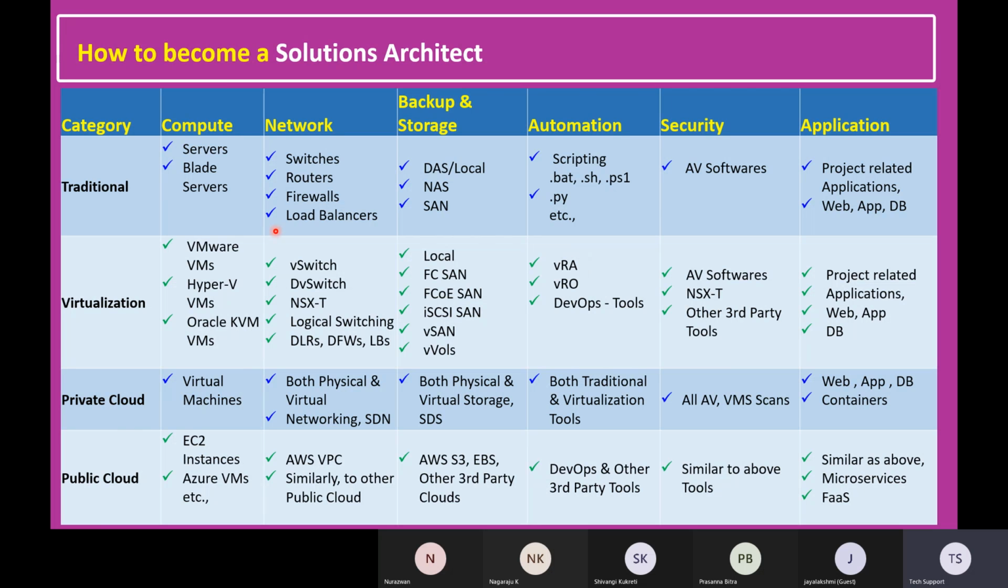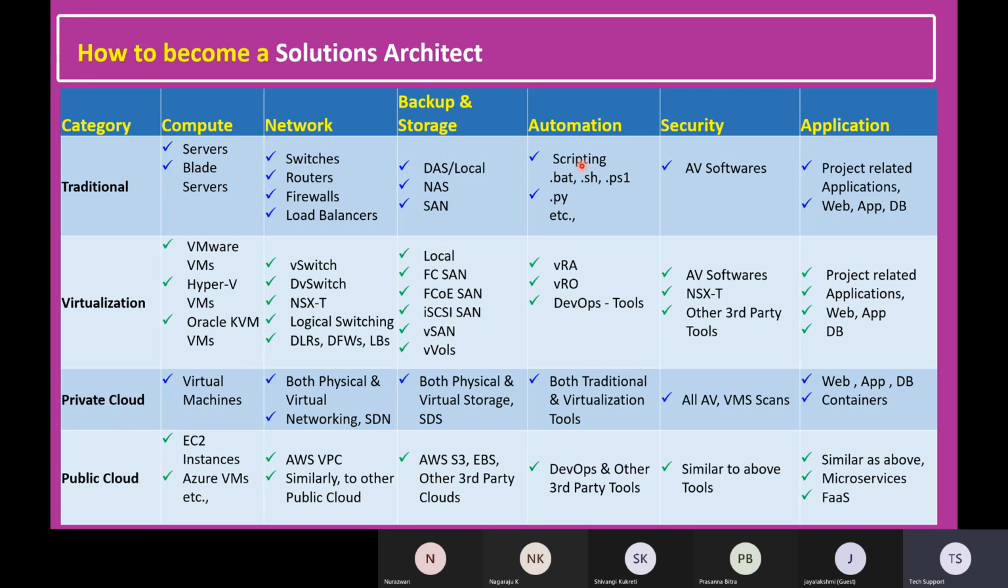Suppose in the compute infrastructure, let's talk about the traditional first. In our traditional infrastructure, compute means multiple servers. We have different types of servers: rack mount servers, tower servers, and blade servers. These come under compute. And network layer means the main network devices are switches, routers, firewalls, and load balancers. When it comes to backup and storage, we mainly have direct attached storage, or we can say local storage, network attached storage, and storage area network. These are the storages available in a traditional environment.